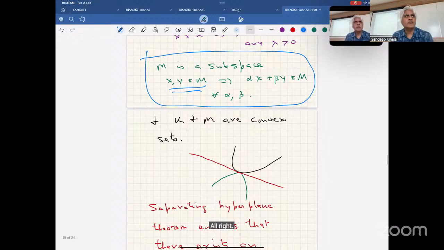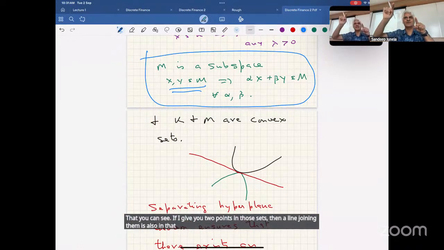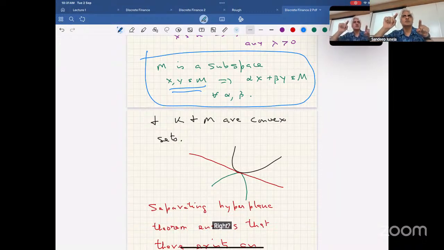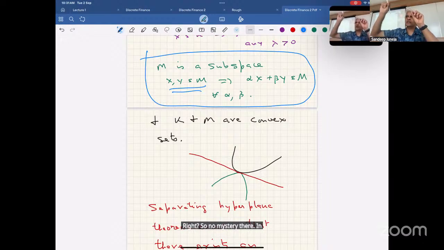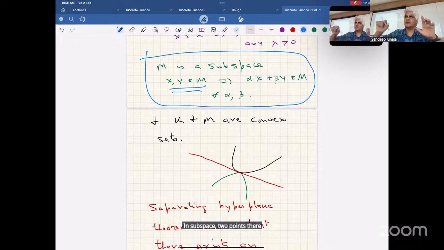K and M are convex sets. You can see that if I give you 2 points in those sets, then the line joining them is also in that set. That's what a convex set means. So no mystery there. In the cone, that's true: 2 points there, the line joining them is in the set. In the subspace, 2 points there, the line joining them is in that set.